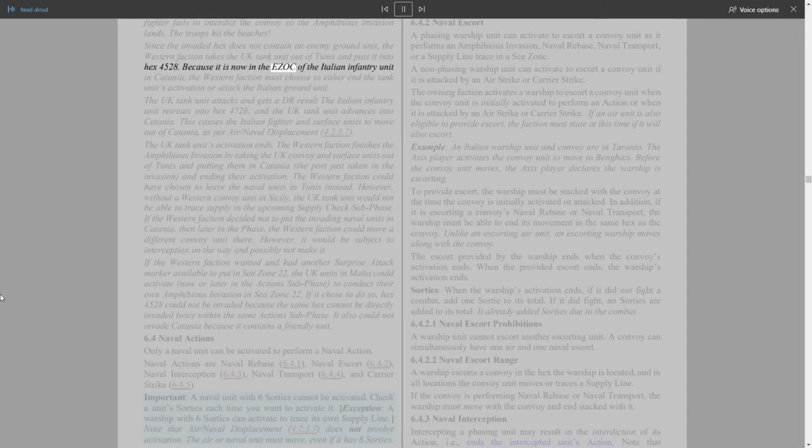Because it is now adjacent to the Italian infantry unit in Catania, the Western faction must choose to either end the tank unit's activation or attack the Italian ground unit. The UK tank unit attacks and gets a DR result. The Italian infantry unit retreats into hex 4728, and the UK tank unit advances into Catania. This causes the Italian fighter and surface units to move out of Catania, as per Air Naval Displacement 4.2.3.7. The UK tank unit's activation ends.